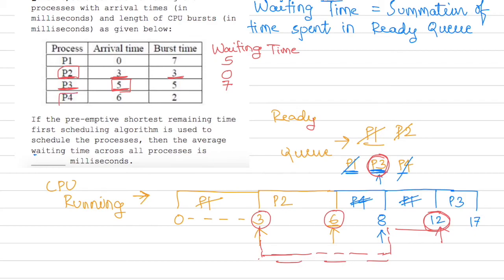And now finally we focus on P4. P4 arrived at the 6th second, and we can see that P4 got the CPU at the 6th second itself, and from 6 to 8 it was running. So again the waiting time of P4 becomes 0.